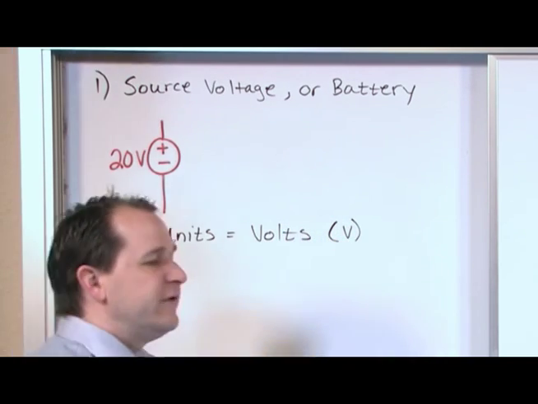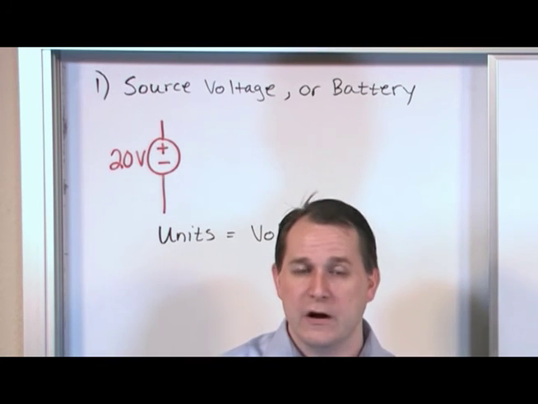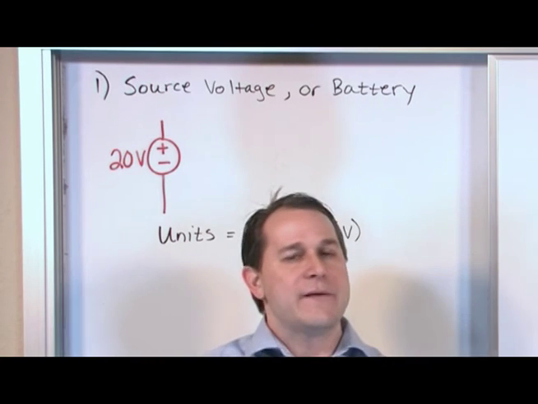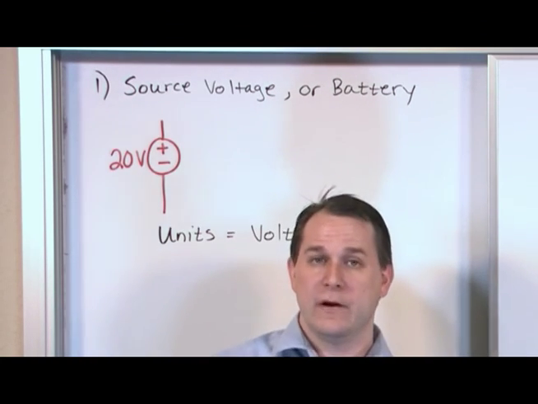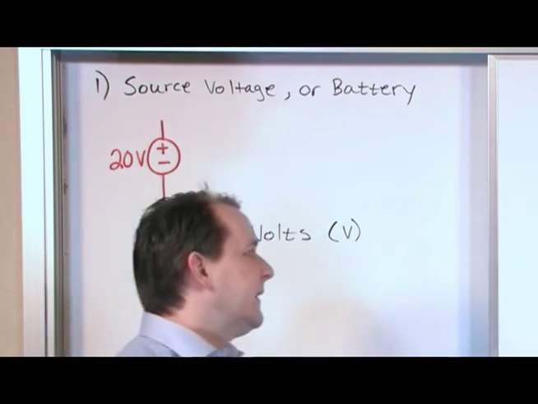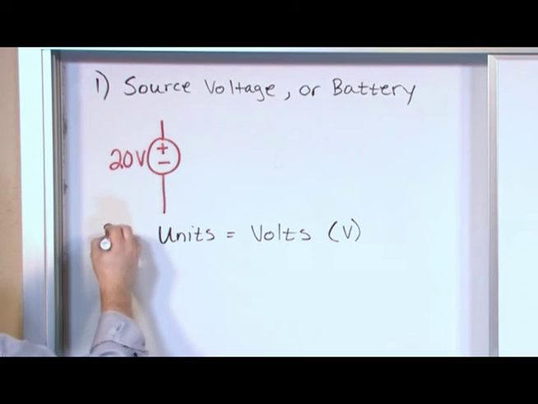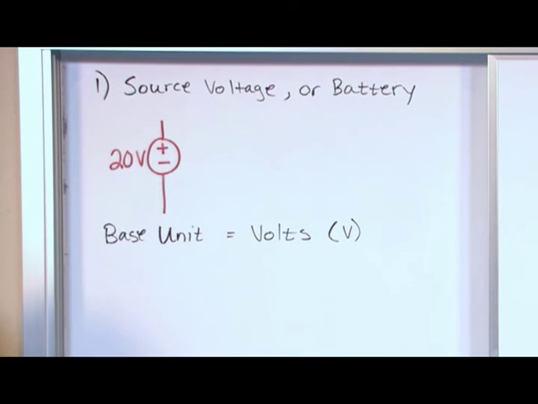So this is volts, but just keep in mind that if you have a really teeny tiny source, you might be talking about millivolts, or microvolts, or nanovolts, or something really small. If you have a very large source, very high voltage, you might have kilovolts, or megavolts, or even gigavolts, or something like that. So you're using the metric system, but the base unit, I should say, is the volt, all right?